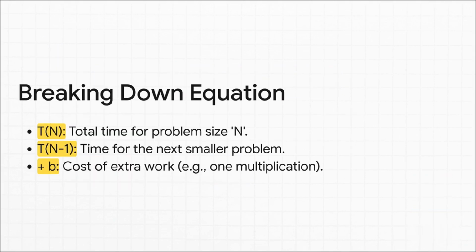Let's just translate this into plain English, right? T of n is just the total time it takes to solve the whole big problem. T of n minus 1 is the time it takes to solve the next size down problem. And that little plus b, that's just the tiny bit of extra work we do at each step. In our case, just one simple multiplication. That's all it is. It's a performance tracker.